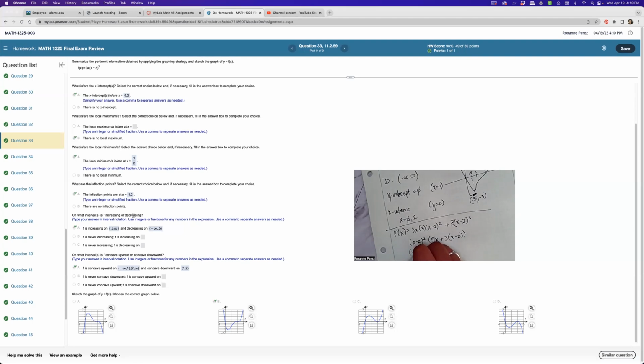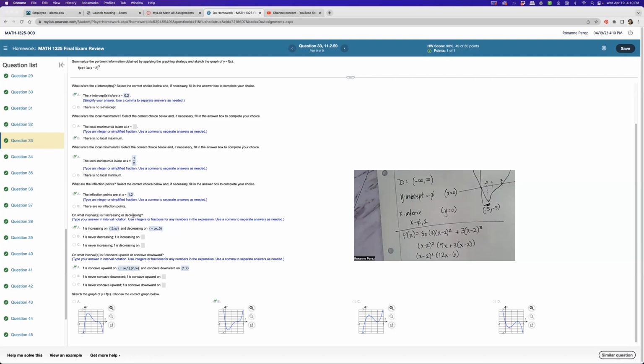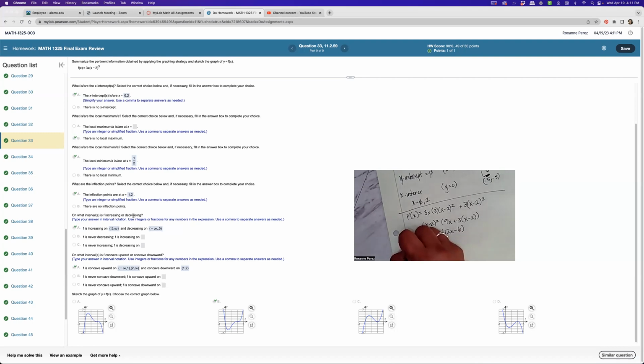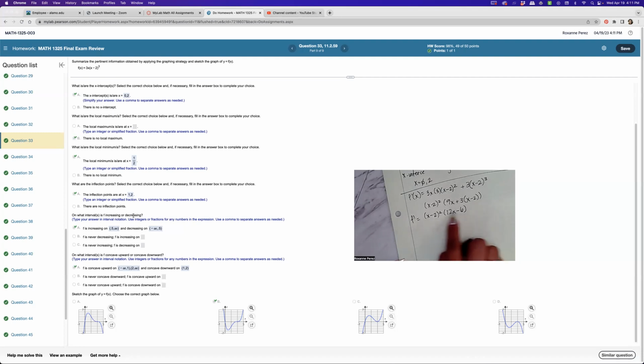That's going to give you x minus 2 squared times 12x minus 6. Okay, so now that's my f prime. Okay, good. So now I'm going to take the derivative again to find the f double prime.